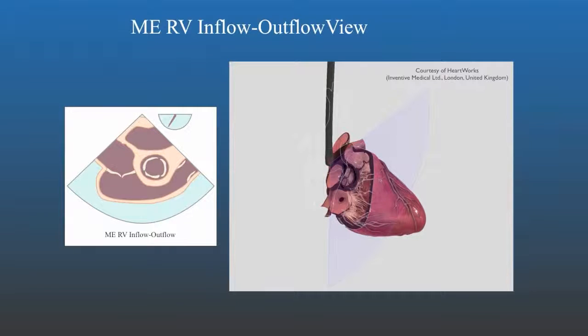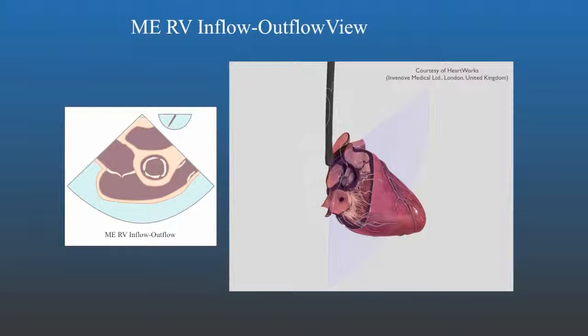The mid-esophageal RV inflow-outflow view is seen best at an omniplane angle of 60 to 90 degrees. It is often visible by simply advancing 1 to 2 centimeters past the depth of the mid-esophageal aortic valve short axis view and rotating the probe slightly clockwise.